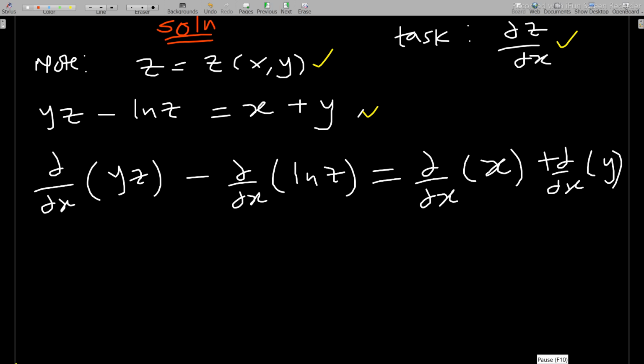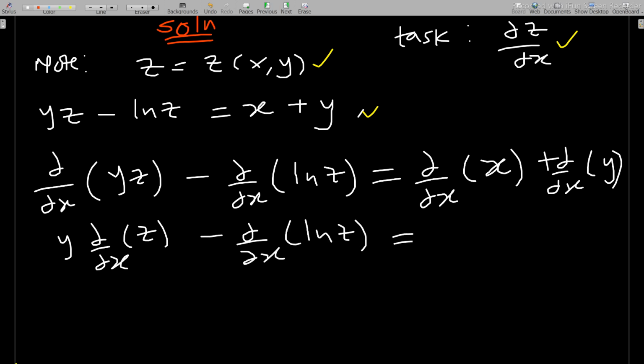Now since y is a constant, I can pull it out: y del x of z minus del x of ln of z should be equal to 1, because when I differentiate x with respect to x, I get 1, then plus 0.